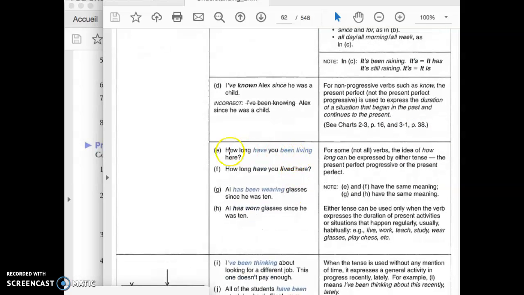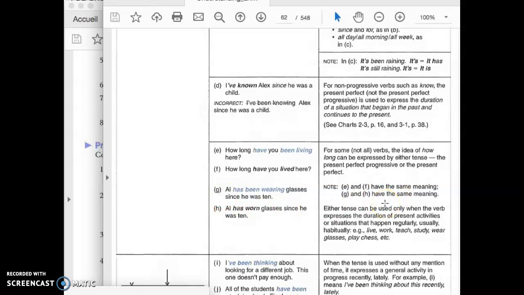How long have you been living here? How long have you lived here? Al has been wearing glasses since he was 10. Al has worn glasses since he was 10. Ooh. For some, not all verbs, the idea of how long can be expressed by the present perfect progressive or the present perfect. Both are fine. So, E and F have the same meaning, and G and H have the same meaning.